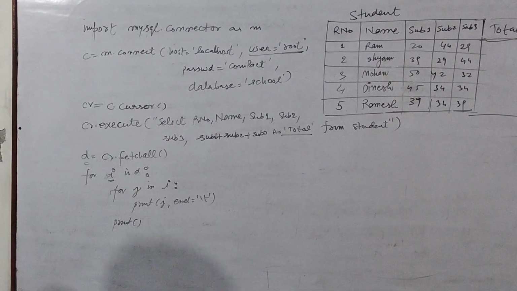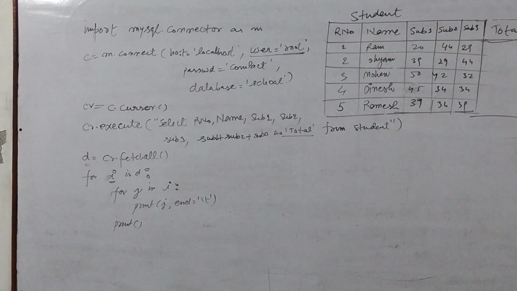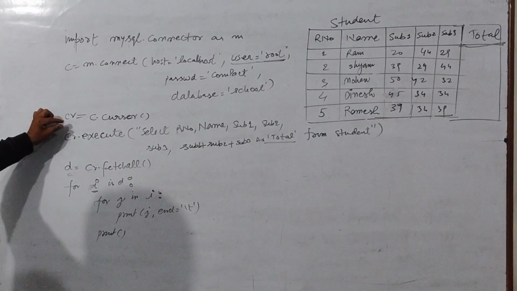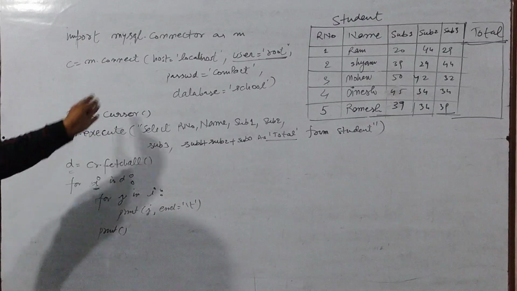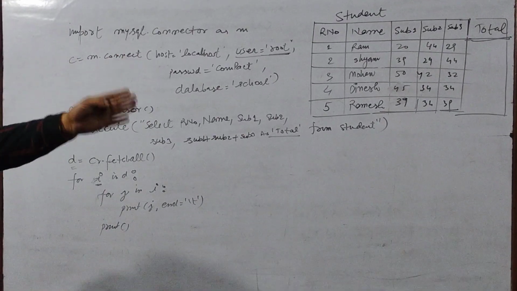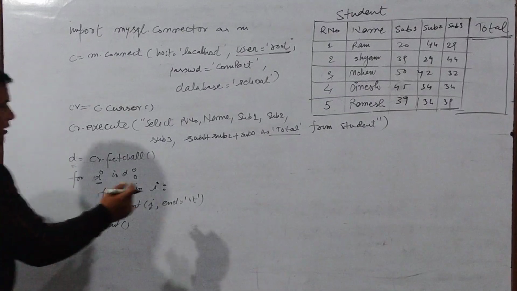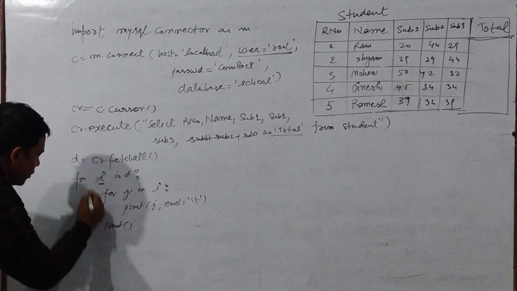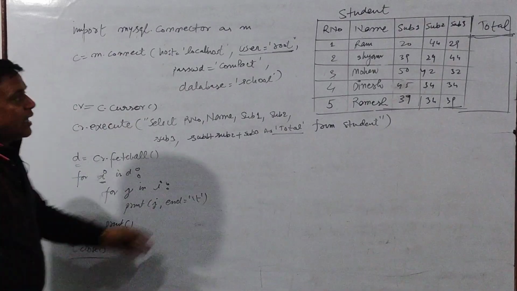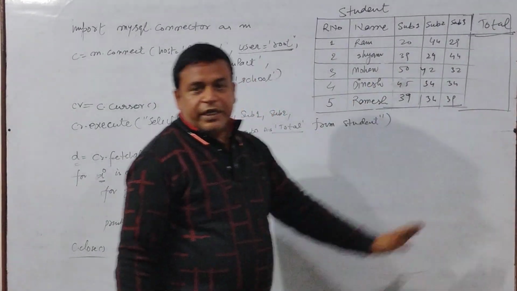Okay, here the heading will not be displayed. If you want to display the headings, then put a command here to print the heading simply by using the print command, like print RNO backslash t name backslash t sub1, sub2 and sub3 and total also. Okay. Now close the connection. Then it will display the calculated column in the query. Thank you.